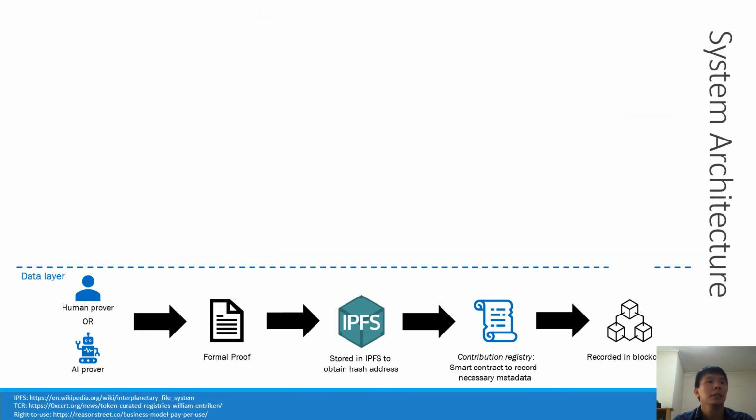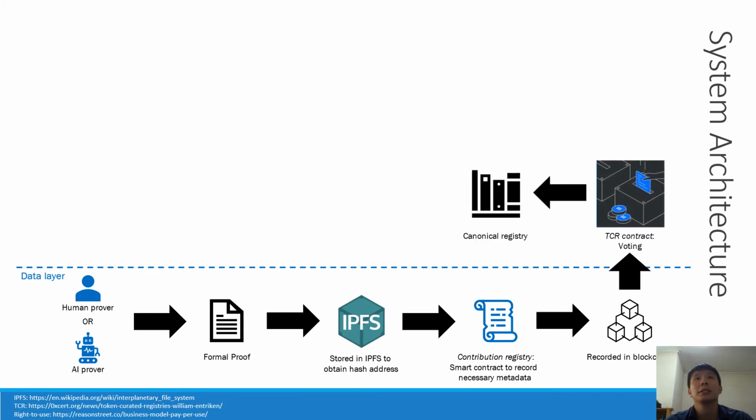So first, in the data layer, be it a human or AI system prover that produces the formal proof, this formal proof will be stored in the decentralized file storage system, IPFS, to obtain a hash address. Together with the hash address and the necessary metadata, such as whether it is a conjecture, a partial proof, or a new definition, it will be recorded in the smart contract, and we call this the contribution registry. And eventually this will be recorded in the blockchain itself.